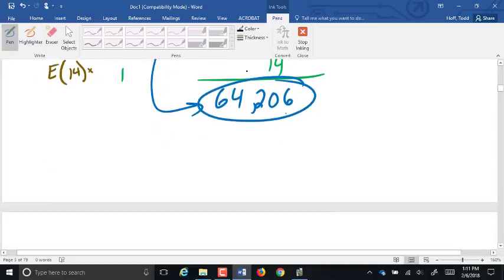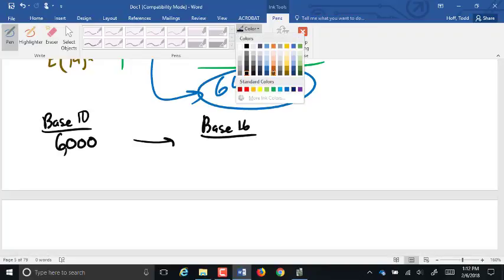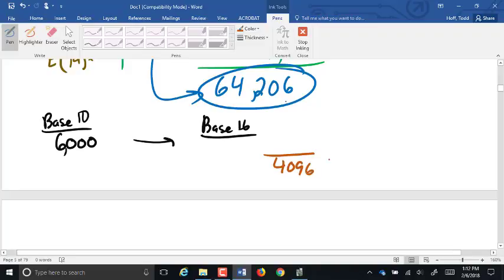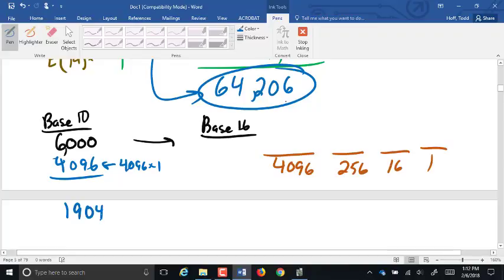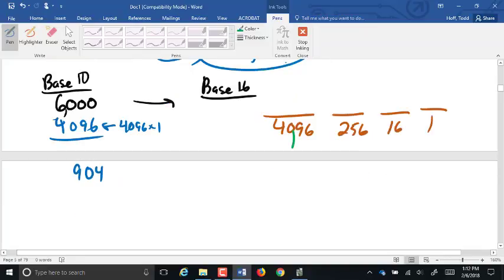Going the other way works exactly the same. Let's say I have, let's just do the number 6,000 base 10, and I want to convert it into hexadecimal. Well, the largest place value that's going to go into that is the 4,096. So let's go through that. 4,096 is going to go in there once. So that's going to give me 1,904 left over. So I got 1 in the 4,096 place.